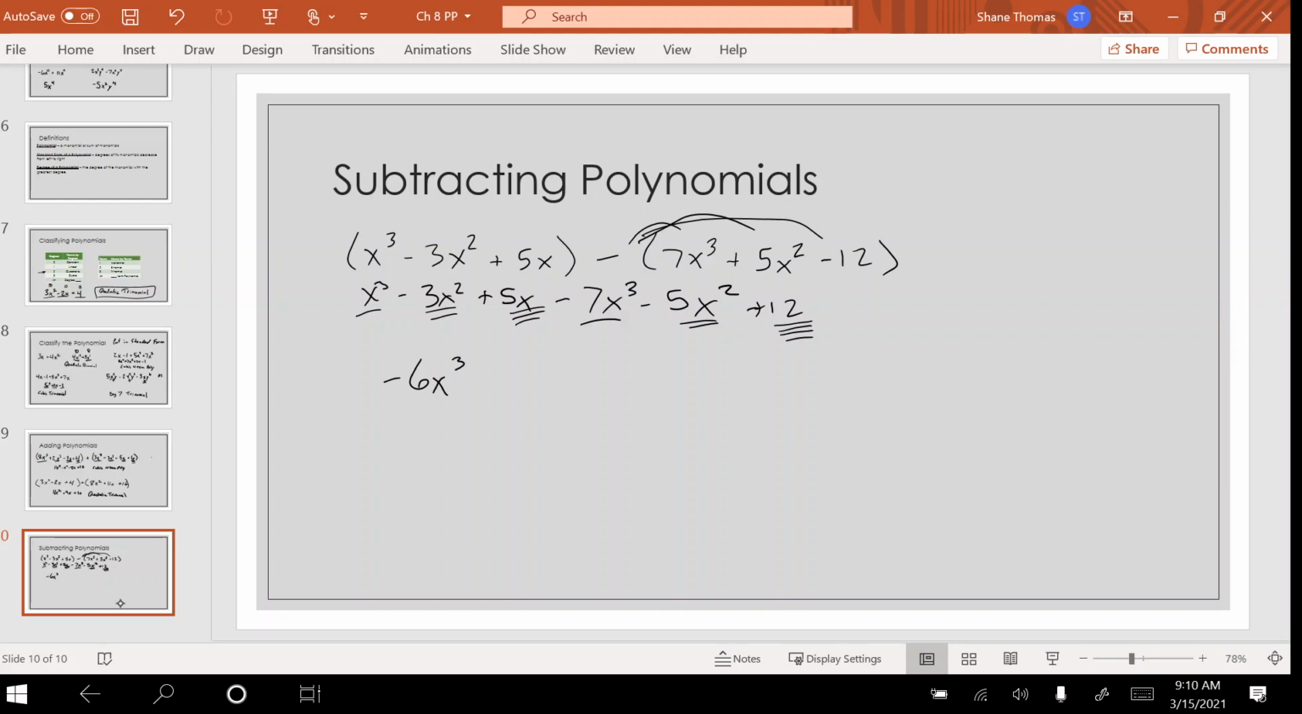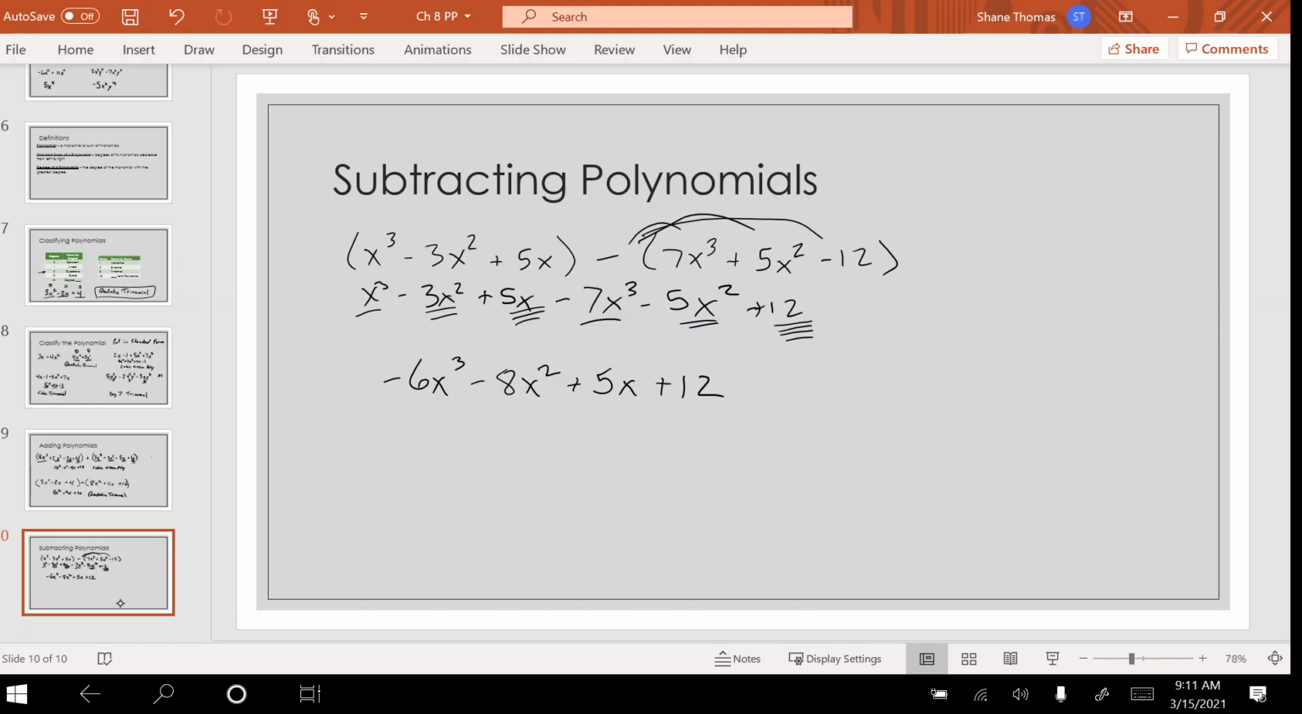Negative 3x squared and negative 5x squared, negative 8x squared. Okay, I have a 5x, and that's the only x term I have. And then I have a 12, which is the only whole number I have. So I did biggest to smallest based on my degrees and my x's.